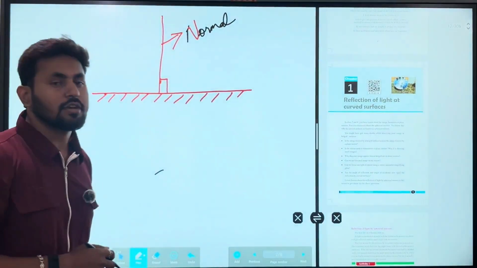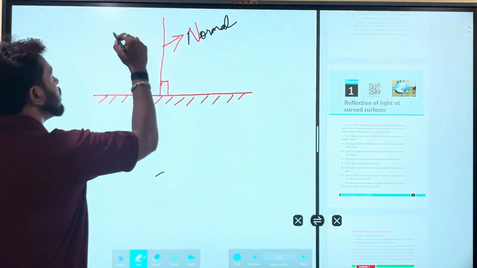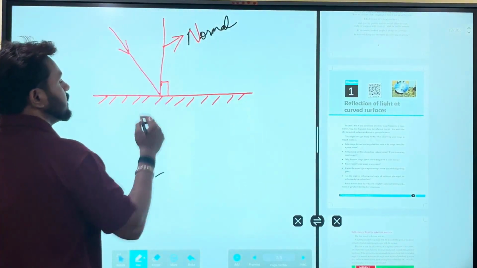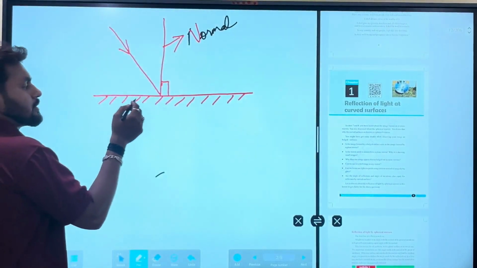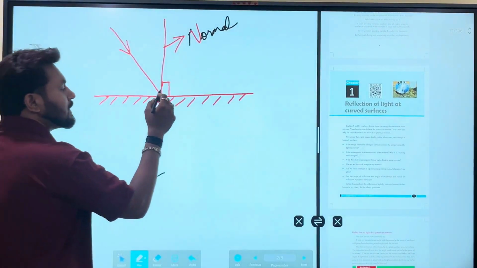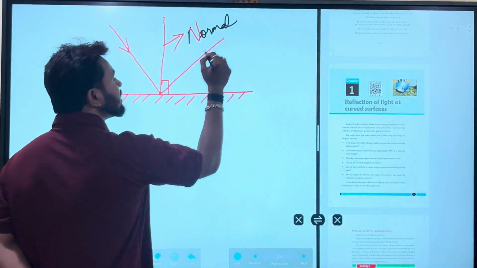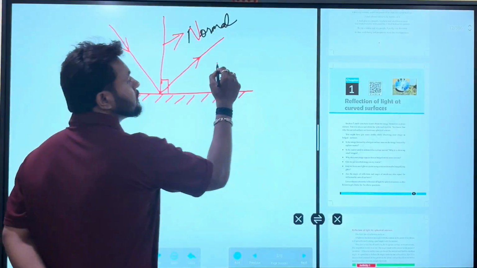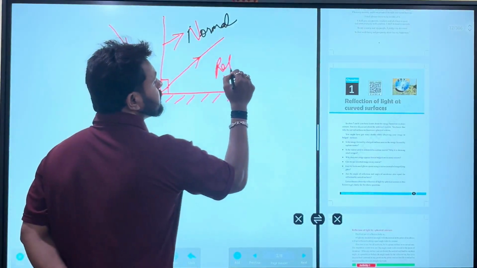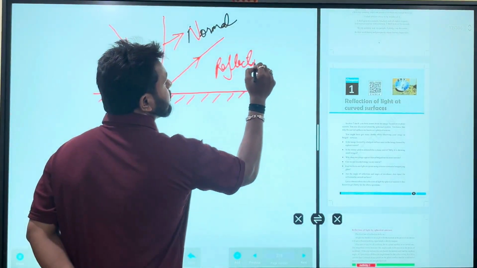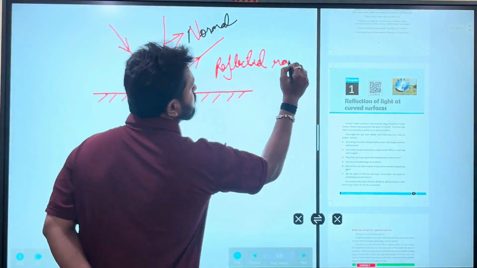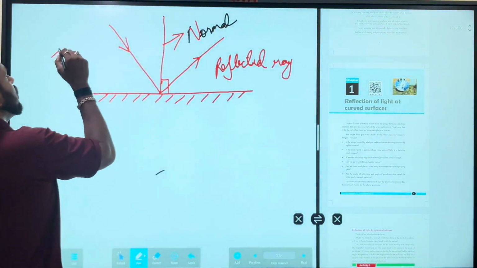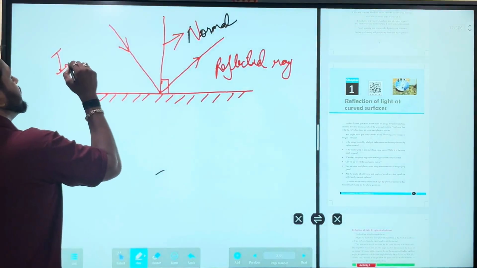Now over here we have something called the incident ray. If we have an incident ray, again we'll have something which will get reflected. The one which is getting reflected is called the reflected ray. And the one which is coming from infinity is called the incident ray.